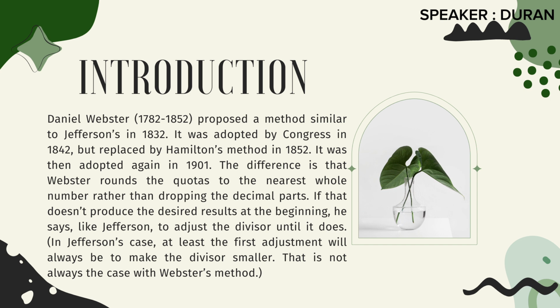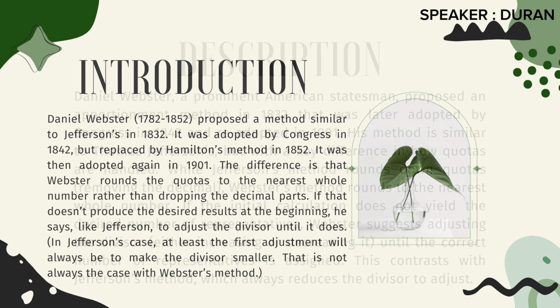If it doesn't produce the desired results at the beginning, he says, like Jefferson, to adjust the divisor until it does. In Jefferson's case, at least the first adjustment will always be to make the divisor smaller. That is not always the case with Webster method.